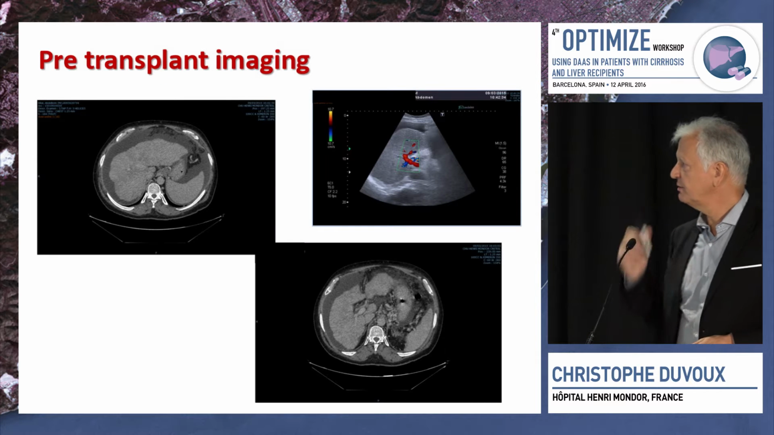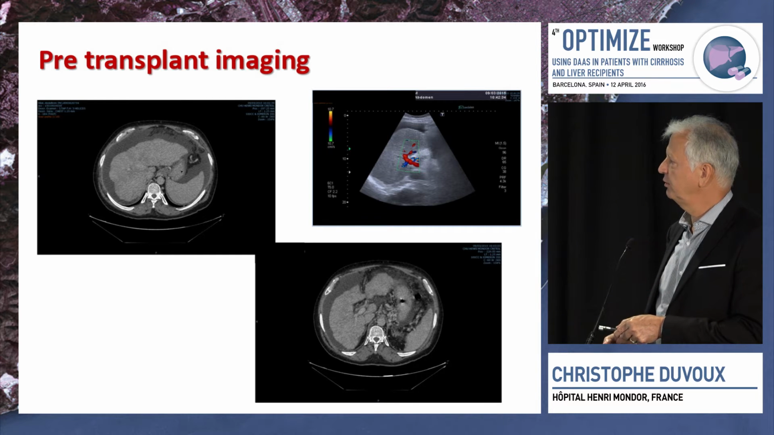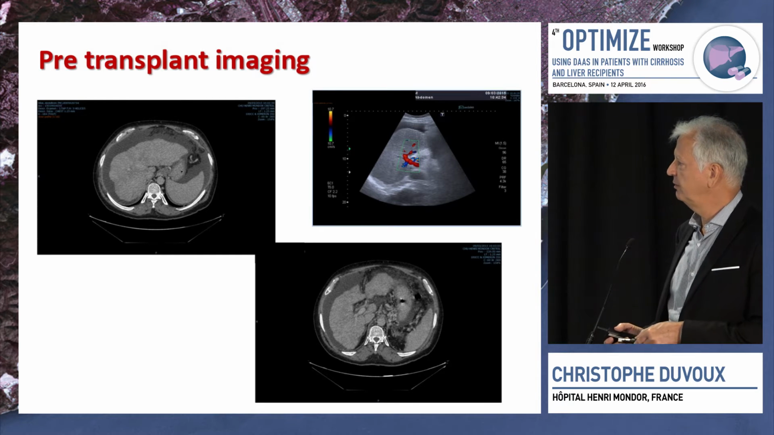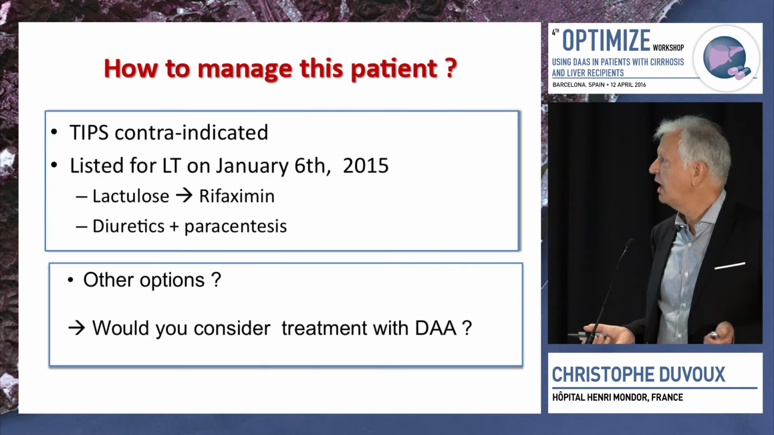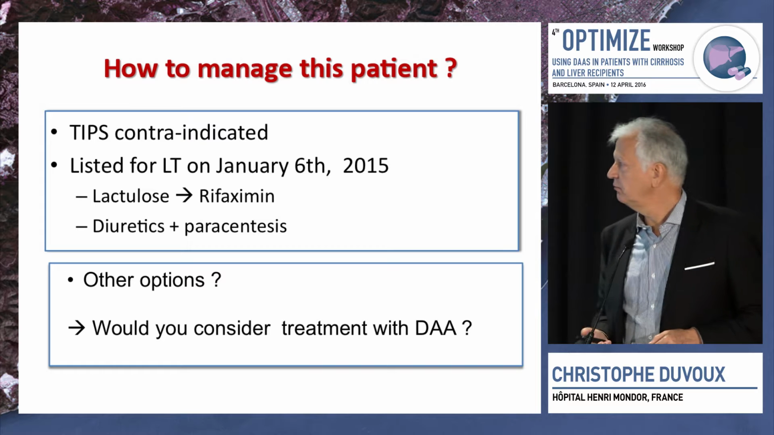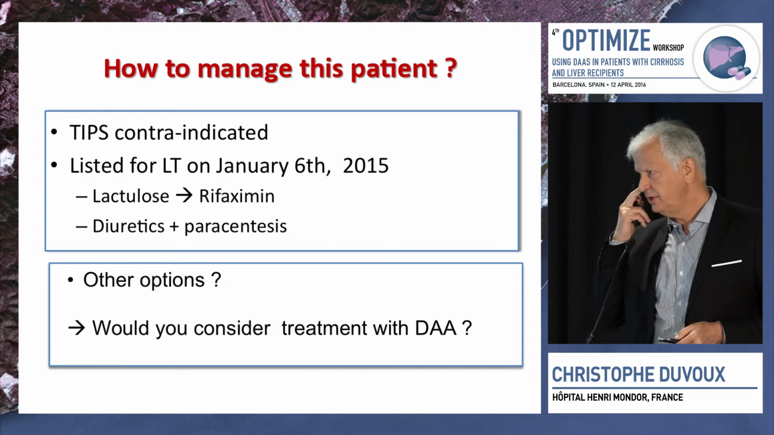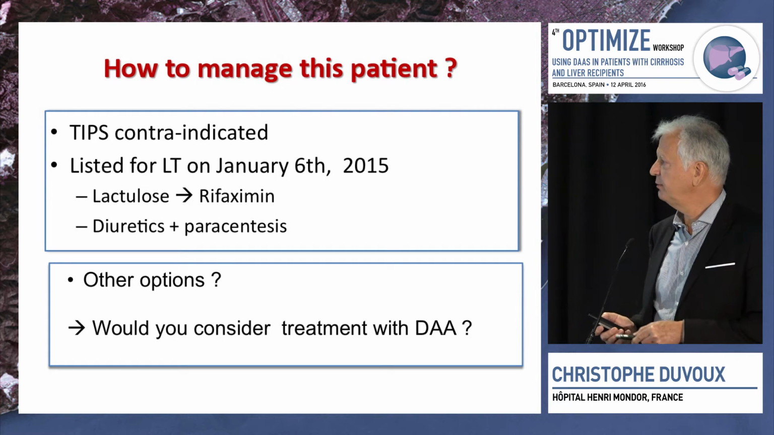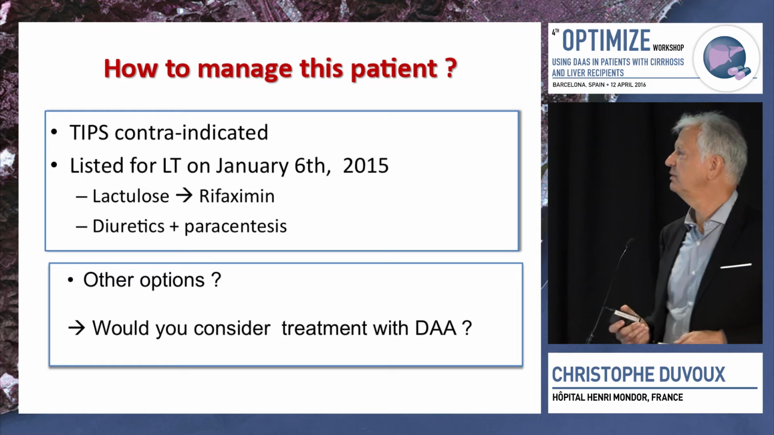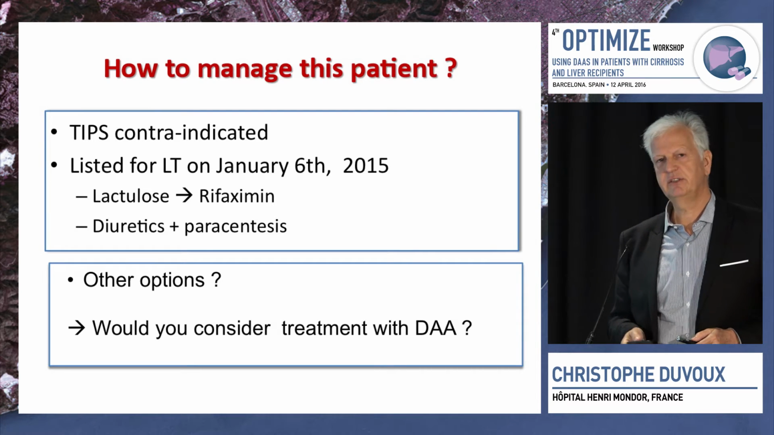This is the pre-transplant imaging, indicating a moderately dysmorphic liver with perihepatic ascites, hepatopetal portal flow, and here a patent umbilical vein indicating portal hypertension. So, how to manage this patient? Obviously, TIPS was contraindicated, and the patient was listed for transplantation in January 2015, that is 15 months ago. We tried to optimize the treatment of encephalopathy by introducing rifaximin, and we went on with diuretics and paracentesis.